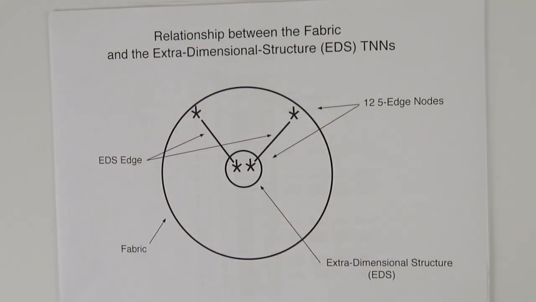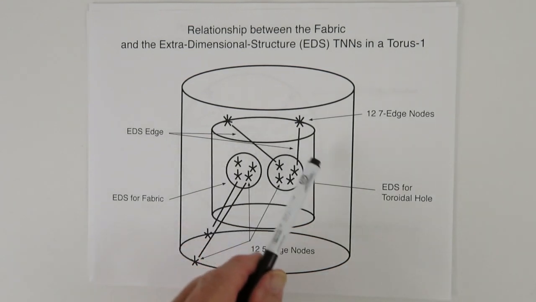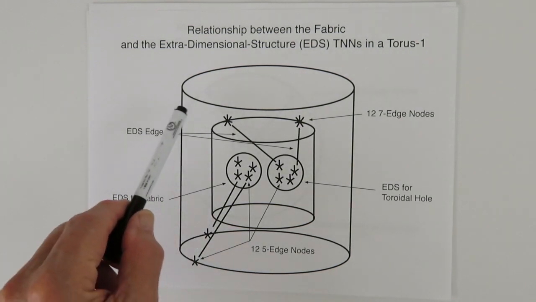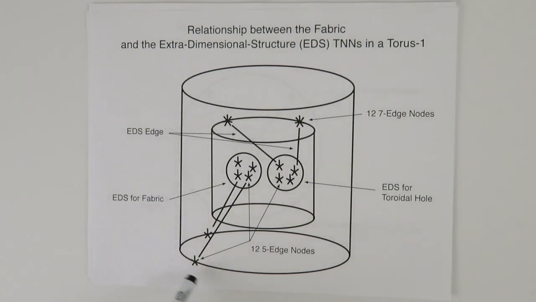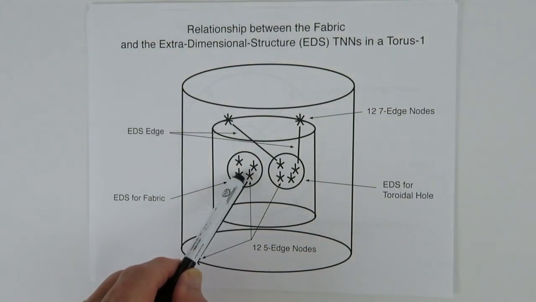And that is what gravity is. Now, if we consider the relationship between the toroidal hole and the exterior fabric in the case of an isolated torus, we have this sort of construct. We have the EDS, we have the outer fabric of the structure, and then we have its EDS here.